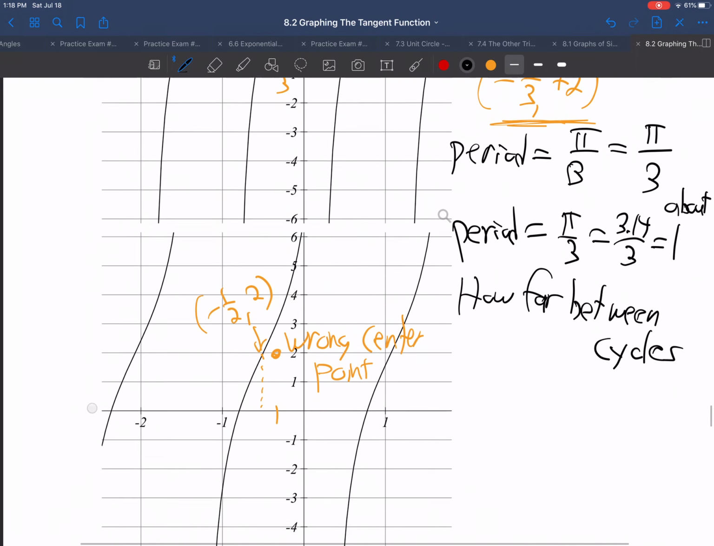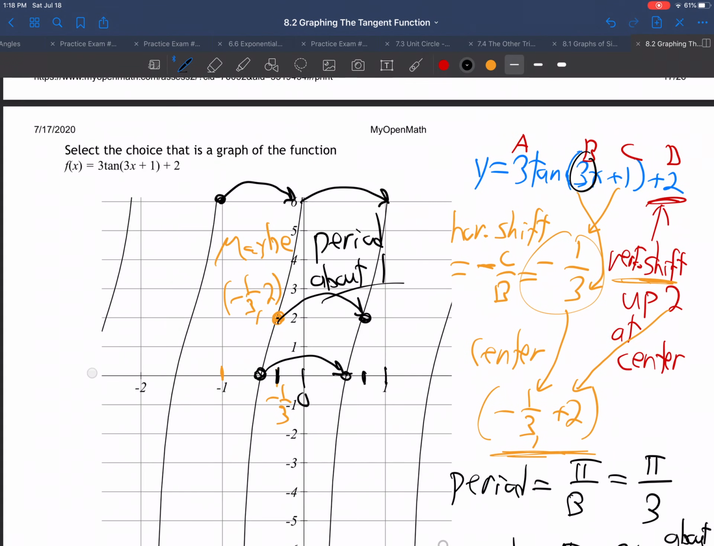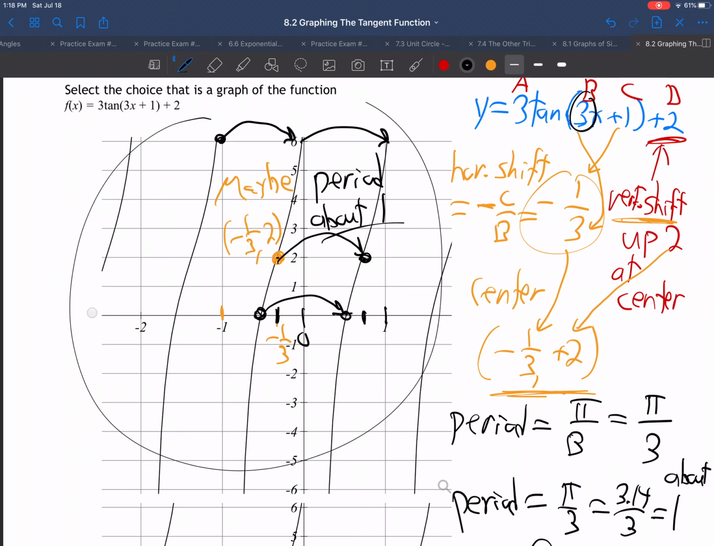So the right answer, where is it? Period about 1. Yep, this is the one. This is the one that's the right graph. So that's how we figure that out.